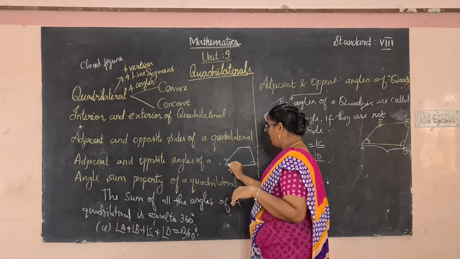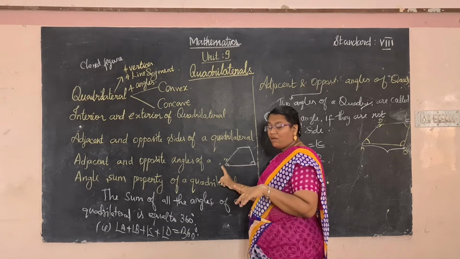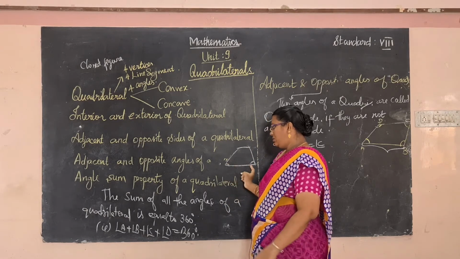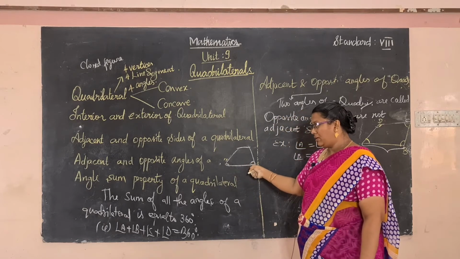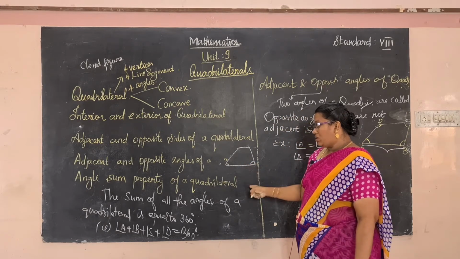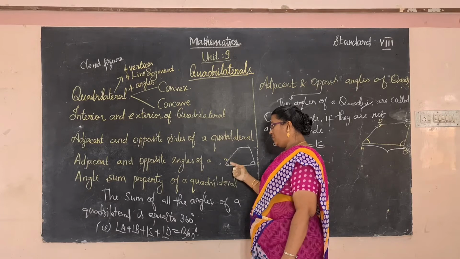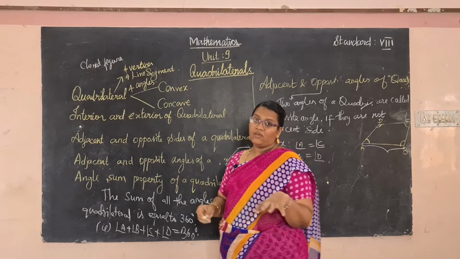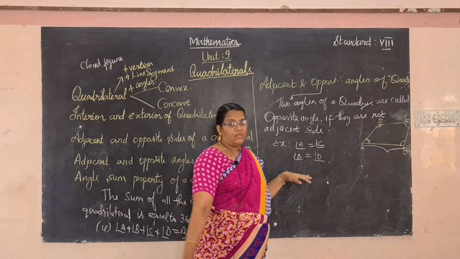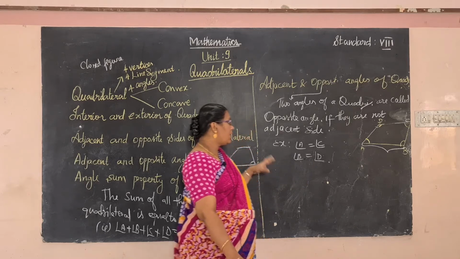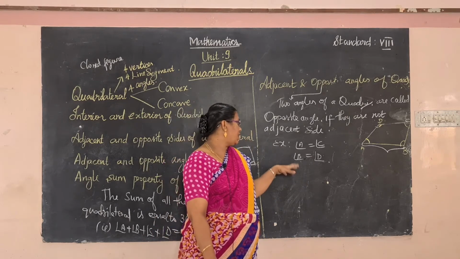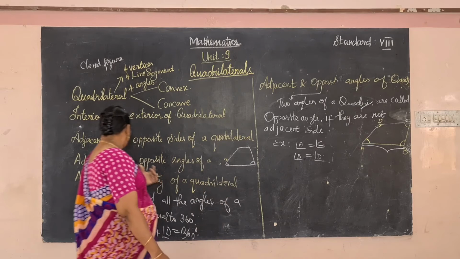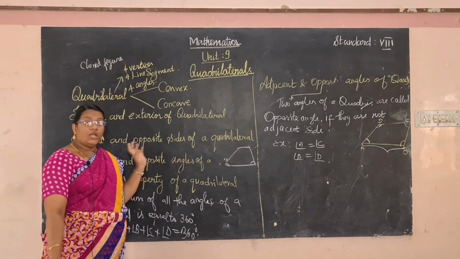Okay, this and this having the same line segment, that is called the adjacent of the angle of the quadrilateral. And opposite of an angle of the quadrilateral means it's not having the same line segment. It's not having the same adjacent sides, that is called the opposite angle of the quadrilateral.